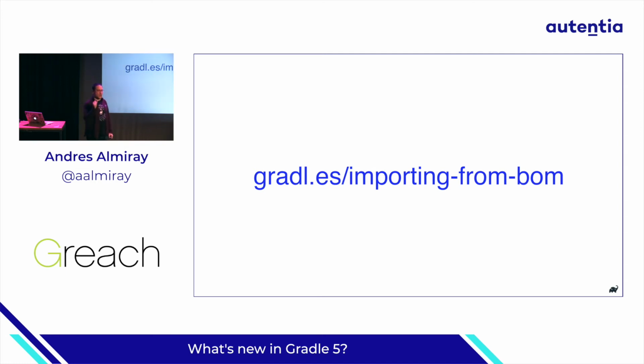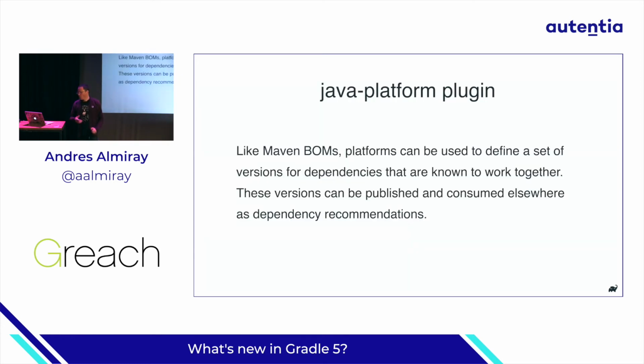So if you can consume BOMs, the next natural question is, how do you produce BOMs? Well, in Gradle 5.2, I believe, we added the Java platform plugin, which allows you to define a group of dependencies that come together. Now, the platform is more than just a BOM, but the way that we express right now how you can consume the platform is through a Maven BOM. So it will generate a POM file that looks like a BOM, and you just apply it and consume it just exactly the same.